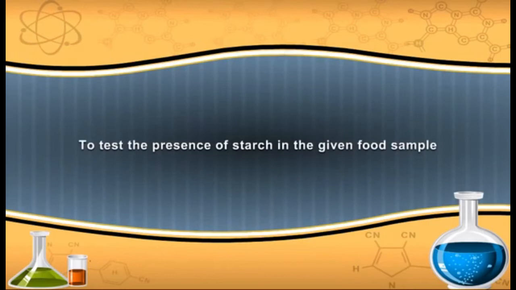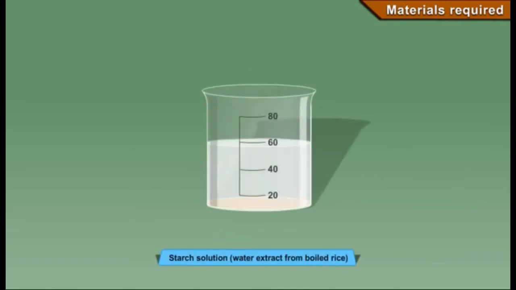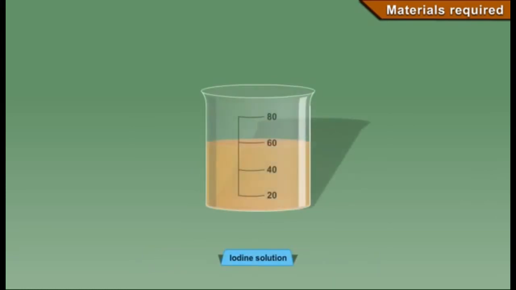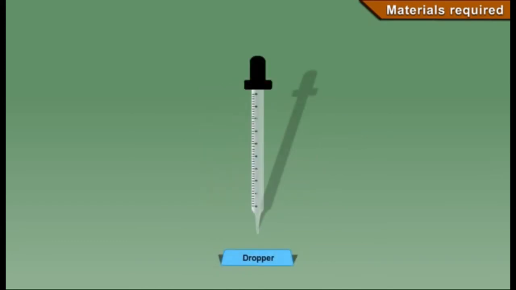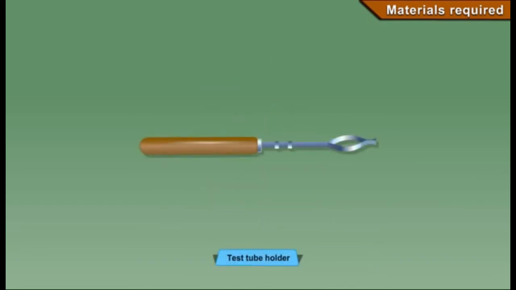To test the presence of starch in the given food sample. Materials required: test tube, starch solution, that is, water extract from boiled rice, iodine solution, dropper, test tube holder.